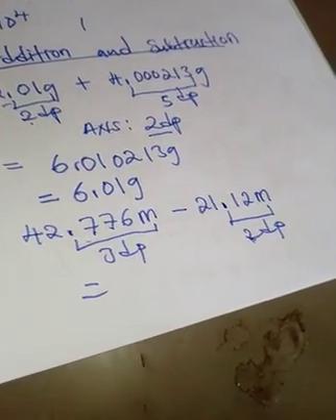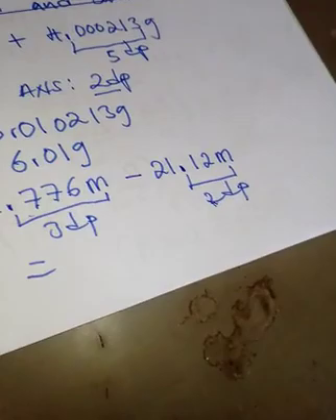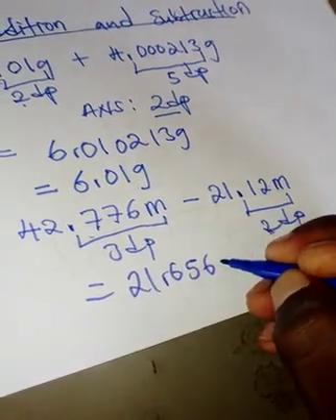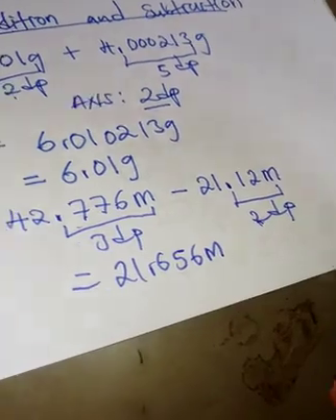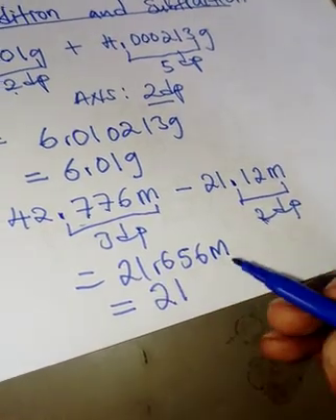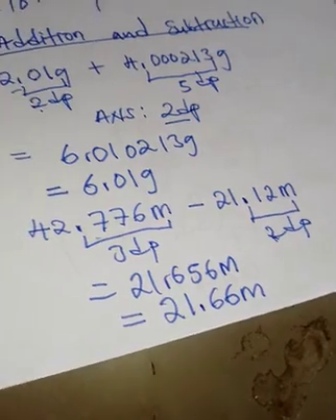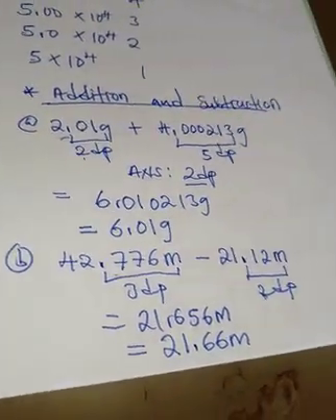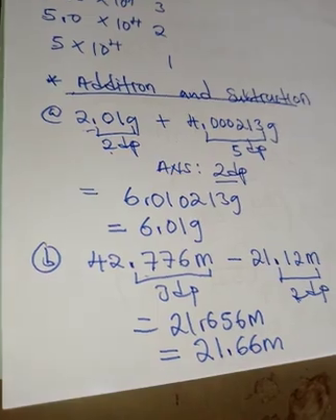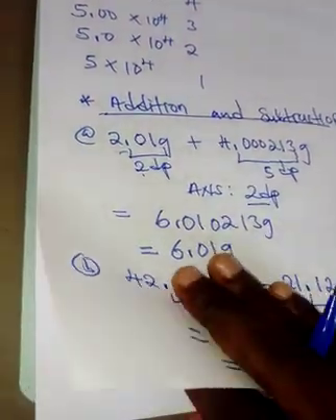So this will be equal to 42.776 minus 21.12. I'm getting 21.656 meters. Now we should consider the decimal places. 2 decimal places, so 1, 2. We round off correct to 2 decimal places to be 21.66 meters. Okay, so that's it. For addition and subtraction, consider the least decimal places from what you started with. Only least decimal places.